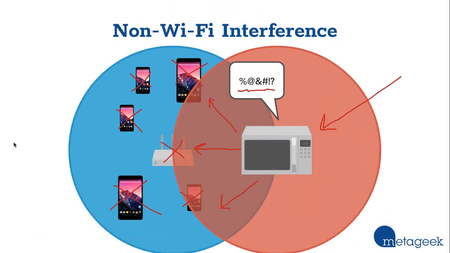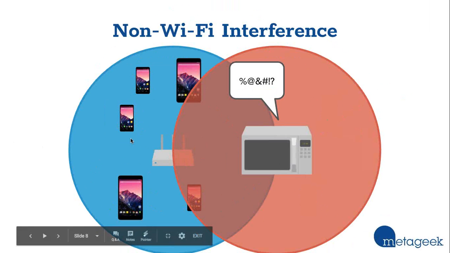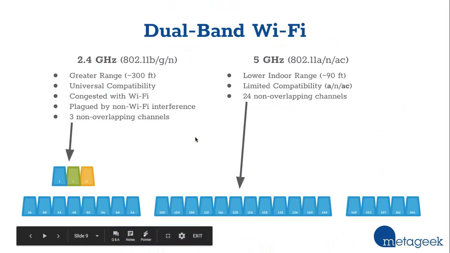Now, this isn't just microwave ovens. This is cordless phones. This is analog video cameras. This is analog security systems. There are tons and tons of devices out there that operate in the 2.4 gigahertz band, and they have the potential to just spew garbage out onto our Wi-Fi channels, basically causing our Wi-Fi channels to back off and do nothing.